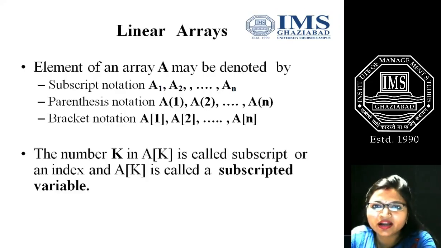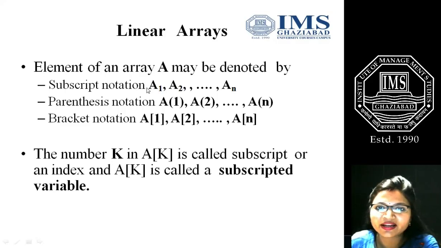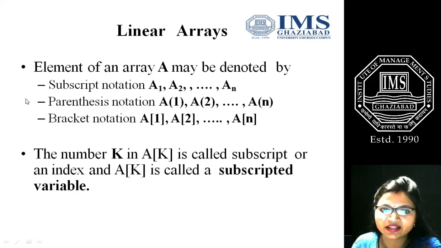We can denote elements of an array by different notations. In subscript notation, we can denote the array like A1, A2, AN. In parenthesis notation, we can represent the elements of the array like this, and in bracket notation, we can denote the elements of the array like this. The number k in AK is called the subscript. The value of this k will range from lower bound to upper bound, means from the index of the first element to the index of the last element, and AK combinedly is called a subscripted variable.